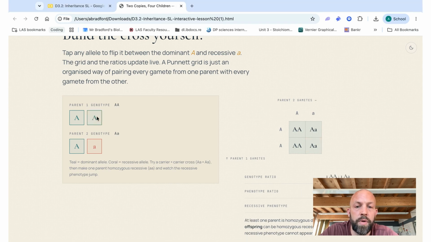If I switch that up and make these two big A, what effect does that have on the phenotype ratio? Well, now they're all dominant, but we have this 1-to-1 genotype ratio, 0% recessive phenotype. Of course, if I make it like this, they're all going to be homozygous recessive. So you can have a little play around with that and see the different combinations. The main ones would be this 3-to-1 ratio of phenotype, or something called a test cross. Like if I don't know if this parent A is like this or like this, then I can do a test cross. So let's see what happens.